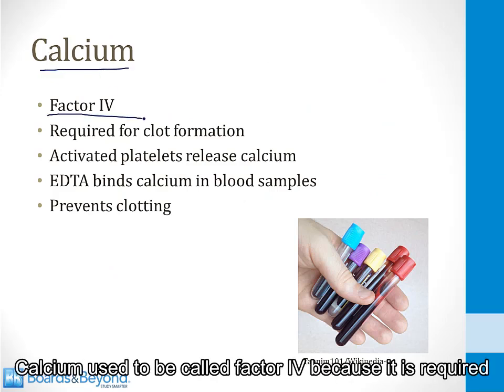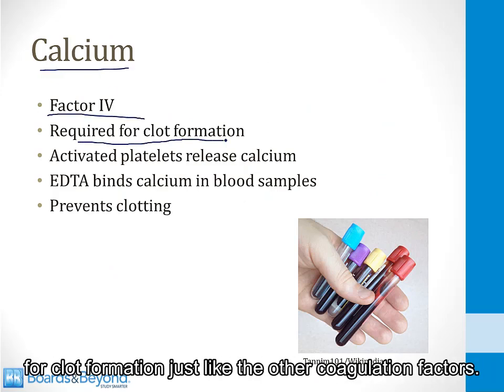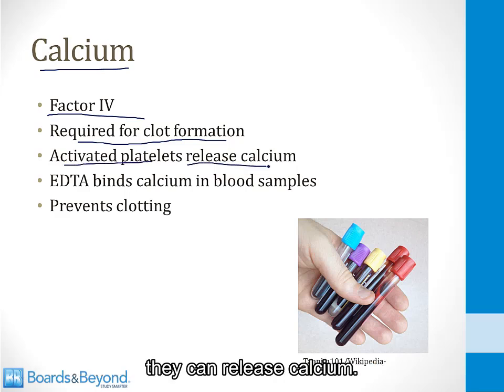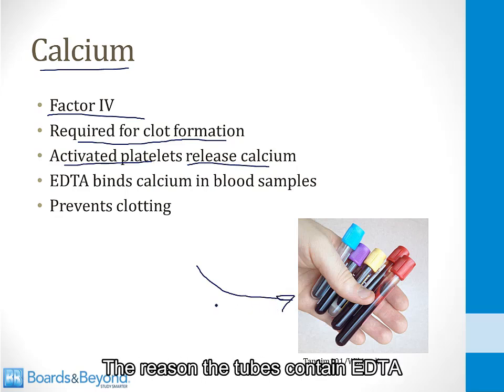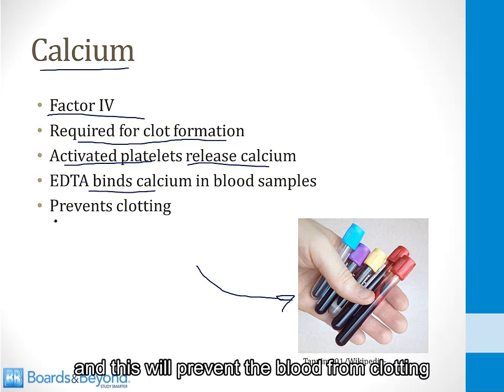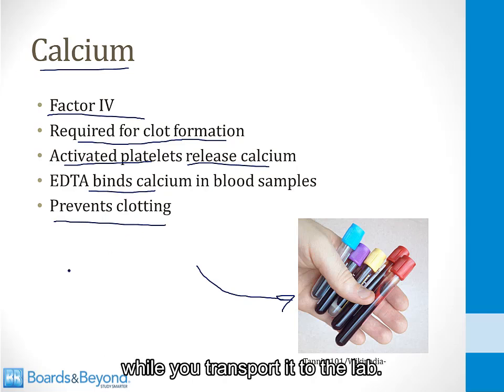Calcium used to be called factor 4 because it is required for clot formation just like the other coagulation factors. Platelets store calcium, and when they are activated, they can release calcium. And when you draw a blood sample, many times you will store it in tubes like this that contain EDTA. The reason the tubes contain EDTA is because it will bind calcium, and this will prevent the blood from clotting while you transport it to the lab.